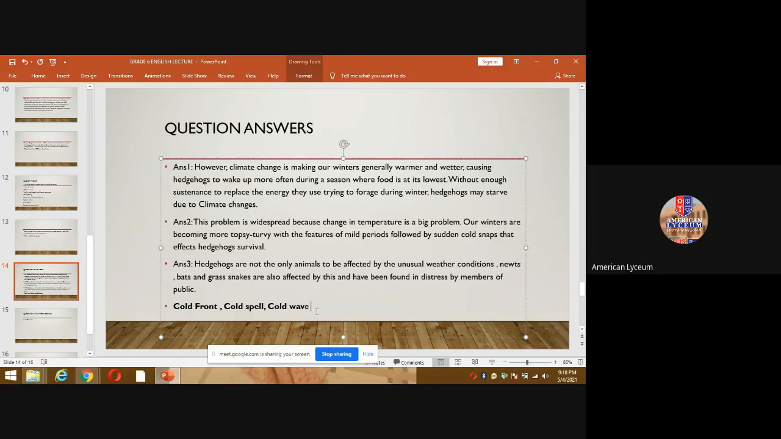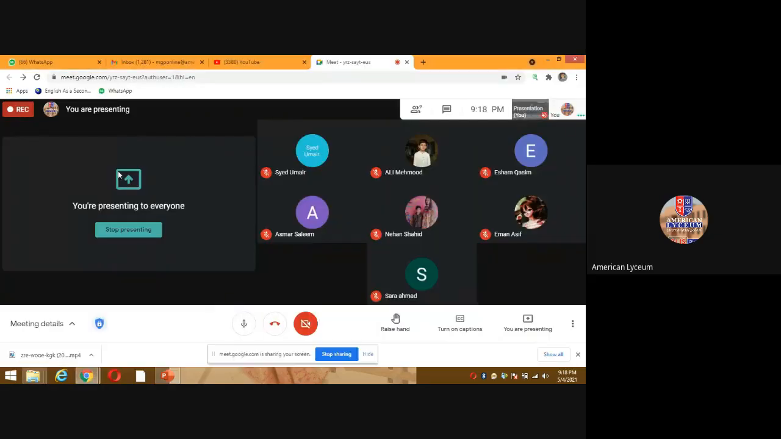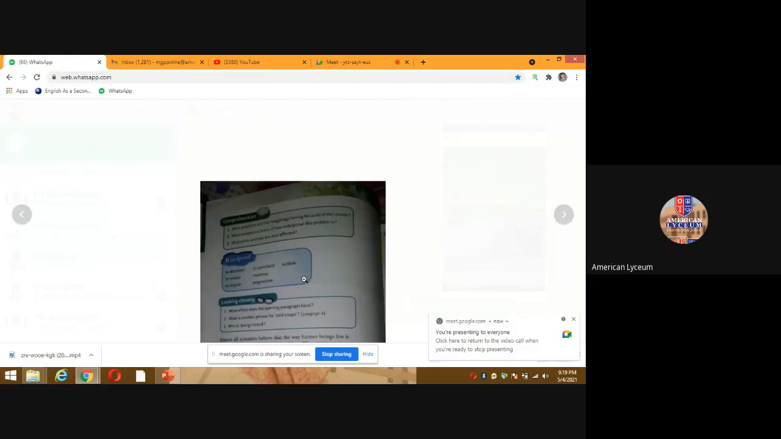Okay, so next, who is being tricked? Hedgehogs are being tricked. Question number three is, who is being tricked? So hedgehogs are being tricked. Okay, paragraph number four.